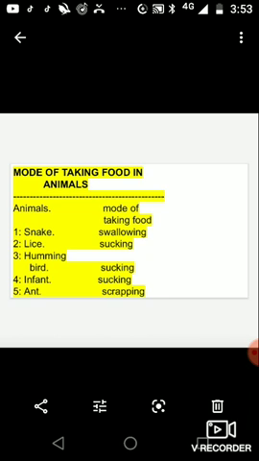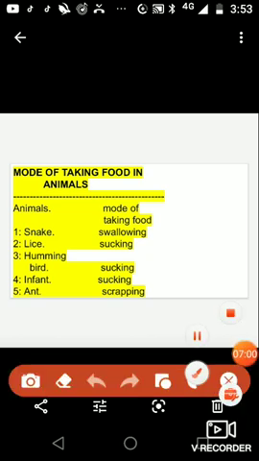Now there are certain animals, as you have seen on the screen, having different modes of taking food. If we are talking about a snake, what do they do? Swallow. What do we mean by swallow? They engulf the food whole. So they are swallowing. The next is lice, which is present in your hair.